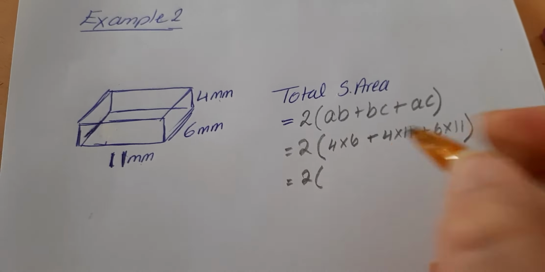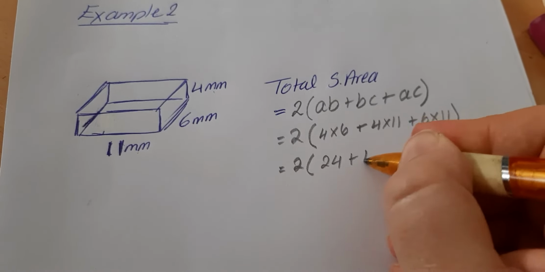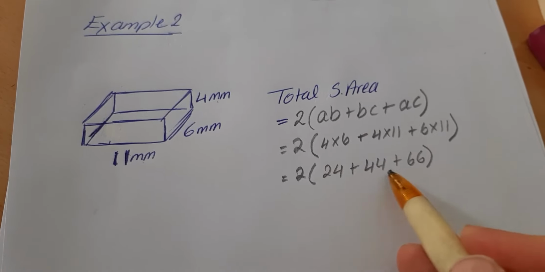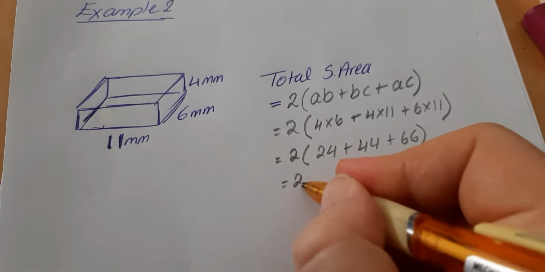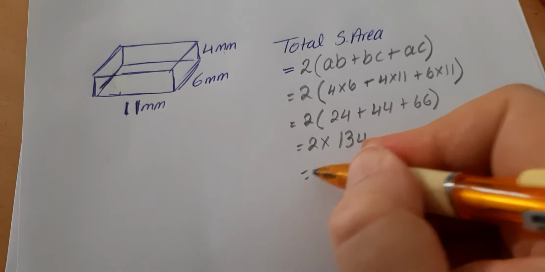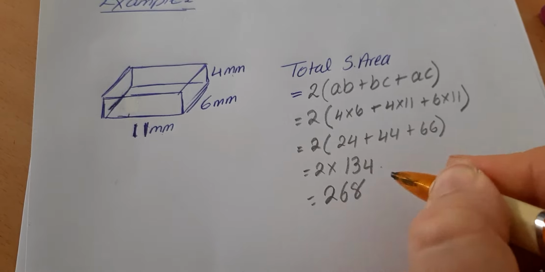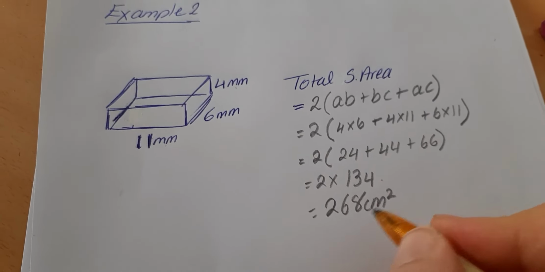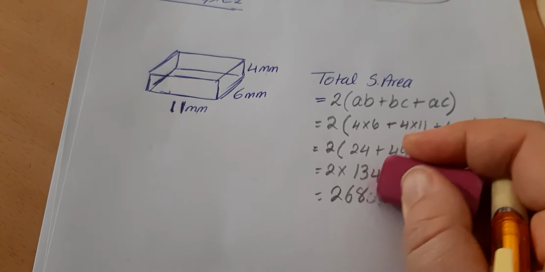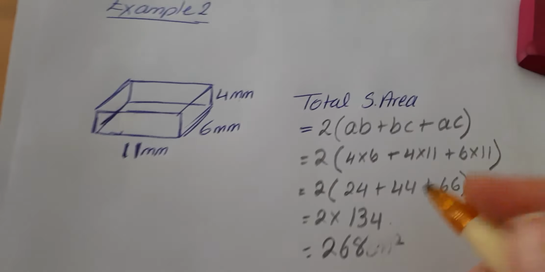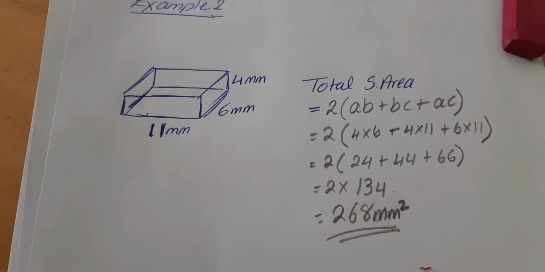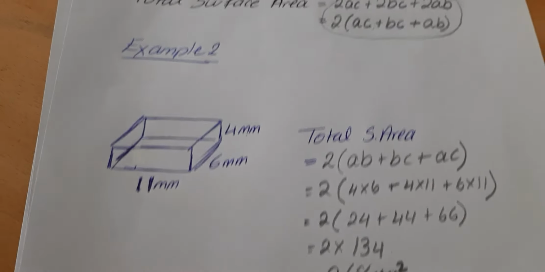So it's 2 times 24 plus 44 plus 66, which is 134. 2 times 134 will be 268 centimeters squared. Sorry, it's not centimeters, is it? It's millimeters. Right, so I need to just change that. So we have 268 millimeters squared. Right, so far so good, not too difficult.